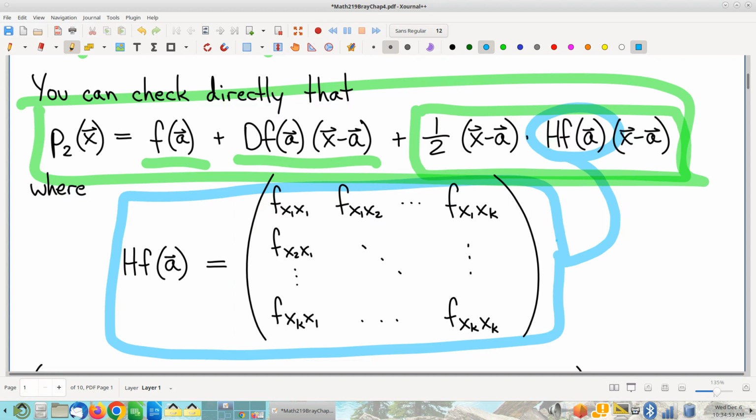Right? So highly analogous to the single variable version. So you just need to make sure you know this formula. It's a good idea to plug and chug a few examples. We are done with 4.1.